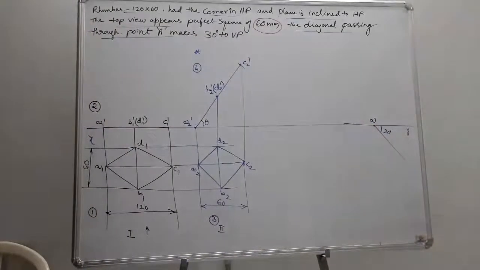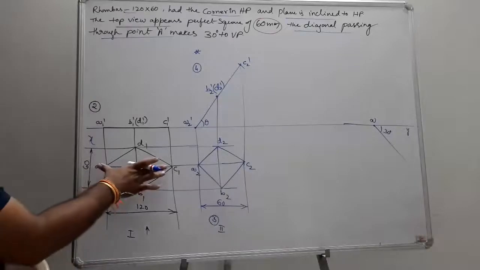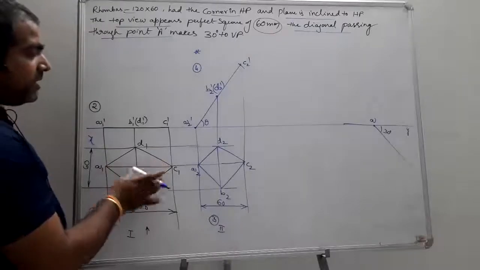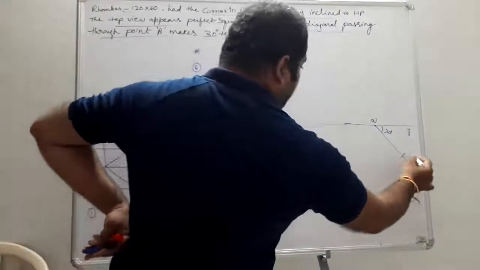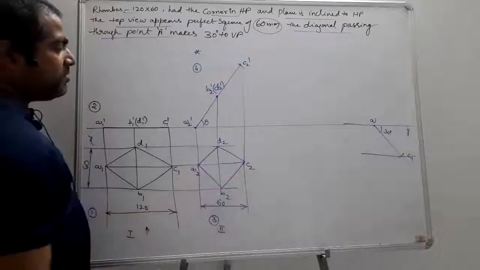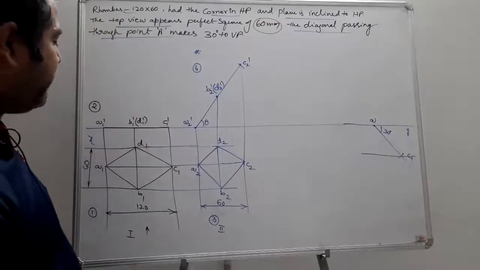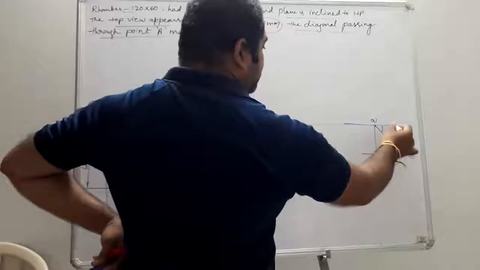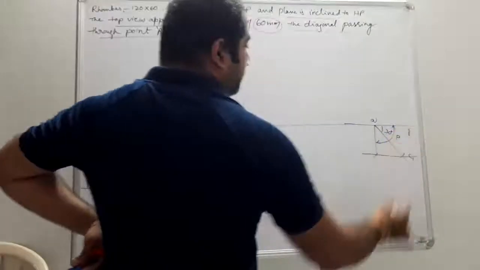Now take the diagonal passing through the point A. So AC is going to be the radius, A as center, draw an arc. So this becomes your C1. Now draw a line passing through C1, that becomes the locus of C. Now take A as center, AC as your radius, and draw an arc that will come somewhere here. So this becomes your beta.